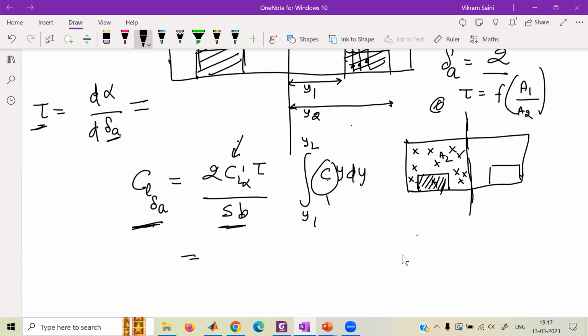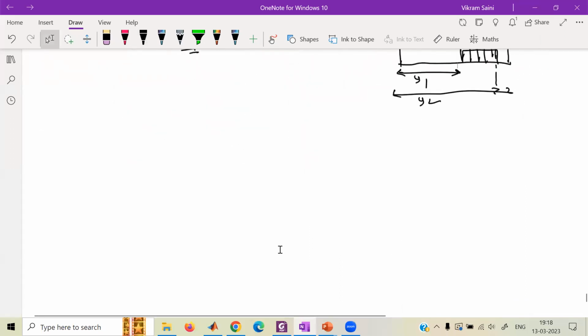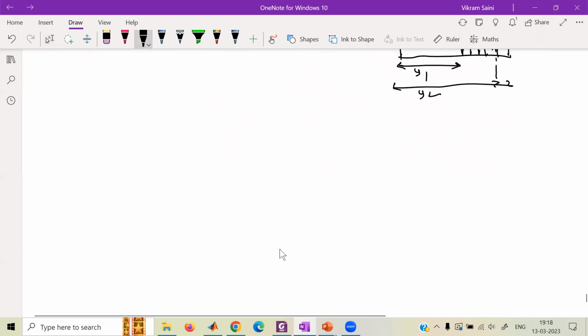C, you can form an expression for C because that wing was like this, and your aileron was like this. So your first Y is here, that is Y1, and your second Y is somewhere here, Y2. What is C? This entire length is C, and you can clearly see this entire length is changing. So here is a little small assignment for all of you. Give me the expression of C as a function of Y.